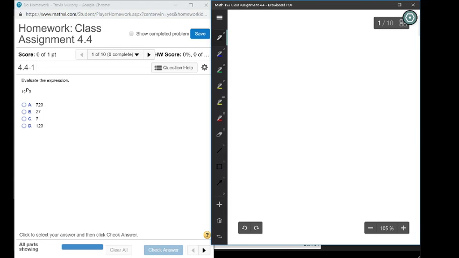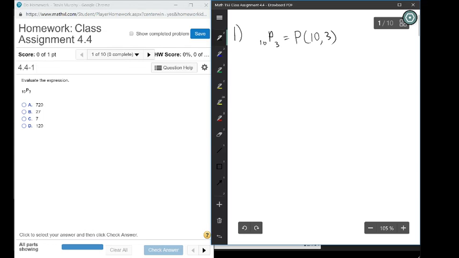Okay, this is class assignment 4.4 for Math 153. Some examples that will be similar to homework problems for the same section. So first, evaluate the expression 10 permute 3, or P 10, 3.